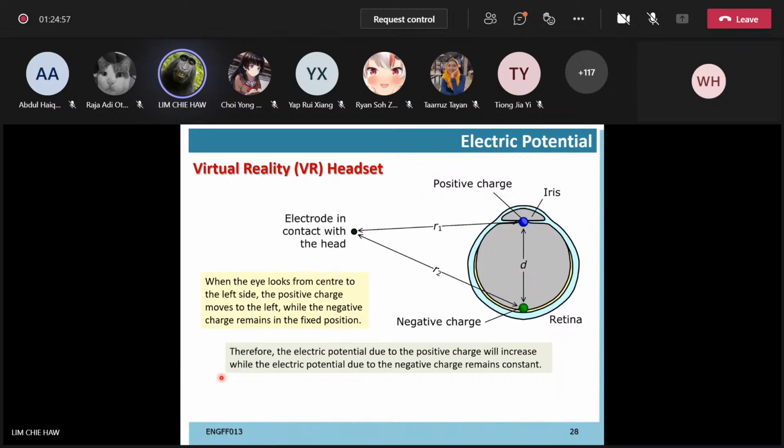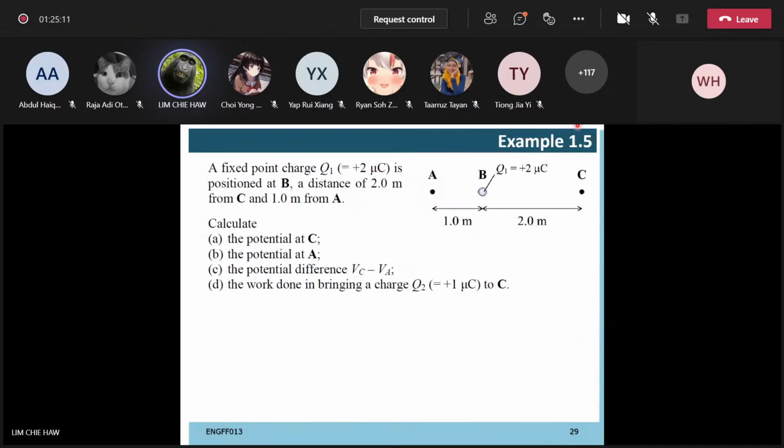Okay, let's proceed. Oh, it's already going to 6. So like what we said, if the iris moves to the left, the potential will increase. All right, example 1.5. I don't think we have time for tutorial. Example 1.5, this is very straightforward.